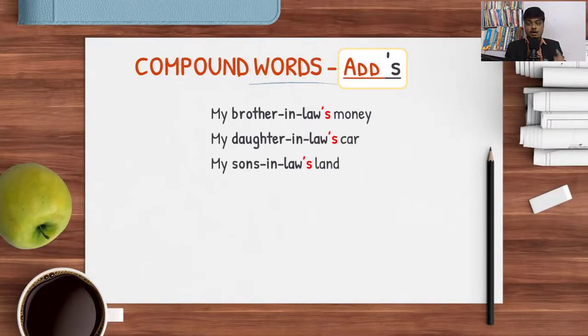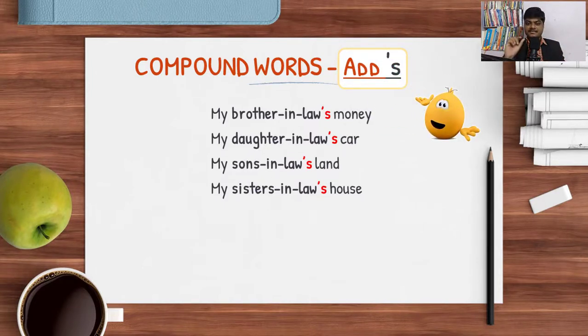Compound words, nouns which have more than one word. For example, brother-in-law, three words are present. For these kinds of compound words, just adding apostrophe s at the end of the word makes it a possessive. For example, my brother-in-law's money, apostrophe s should be placed at the last. My daughter-in-law's car, in this example also apostrophe s is placed at the end of the word to show that the car belongs to the daughter-in-law.